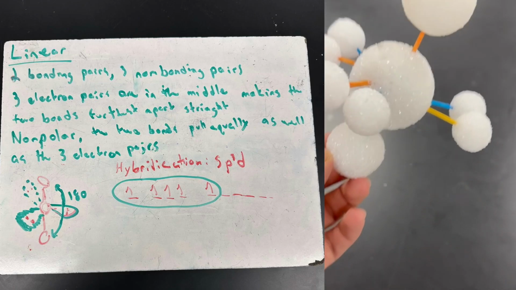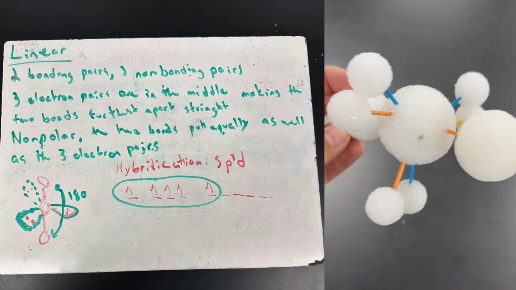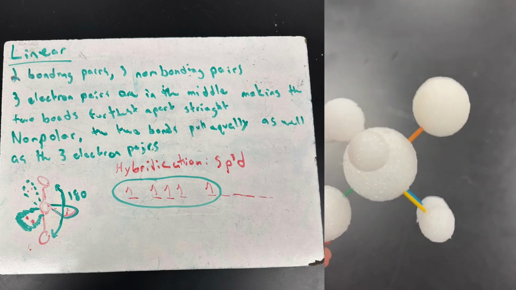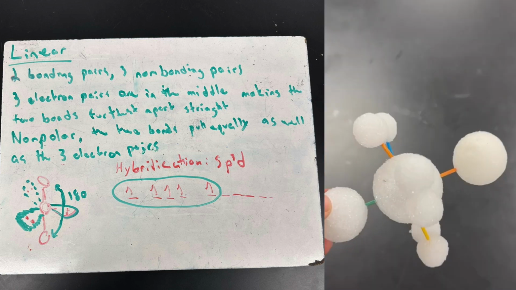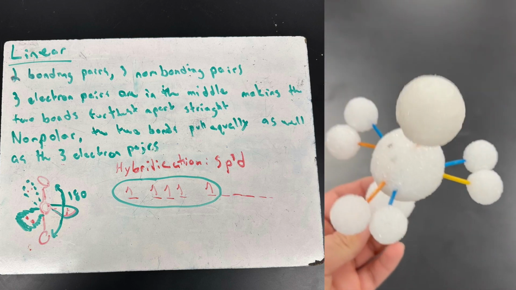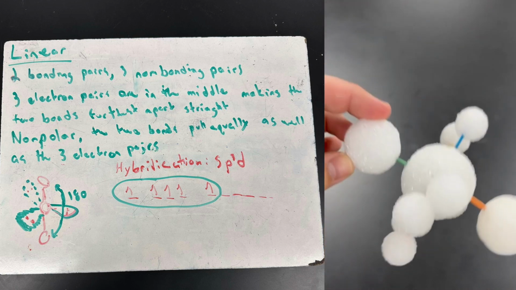The shape can be explained by the three lone pairs being unable to create their own plane. Since they are equally pushing on the two bonding pairs, they form a straight line, and the angle created between the two bonding pairs is 180 degrees.